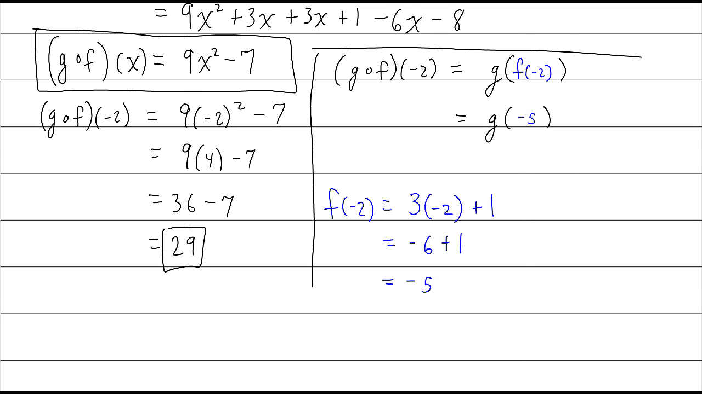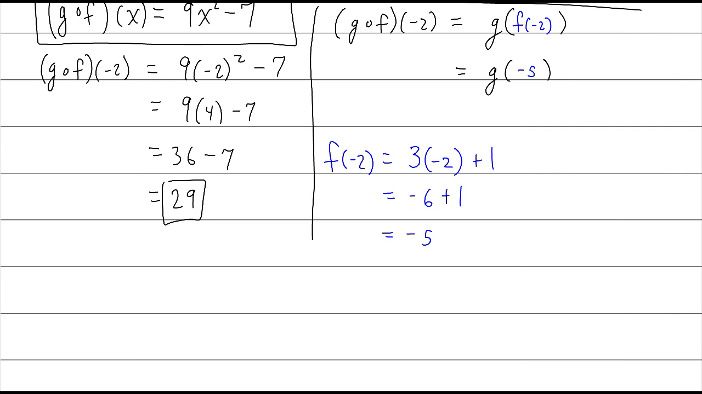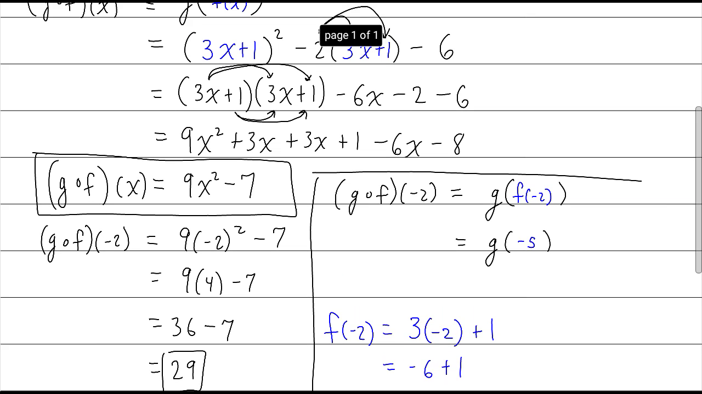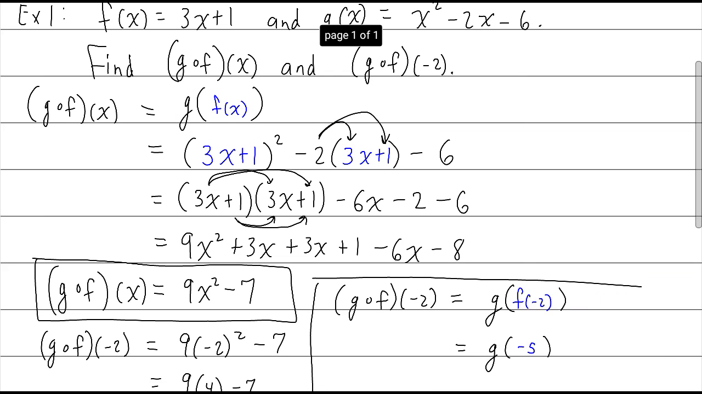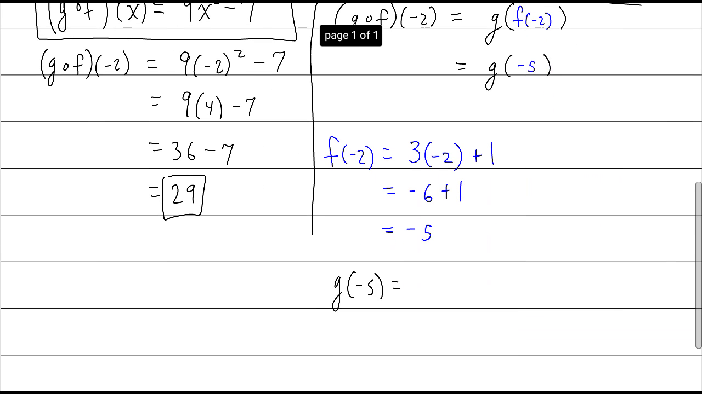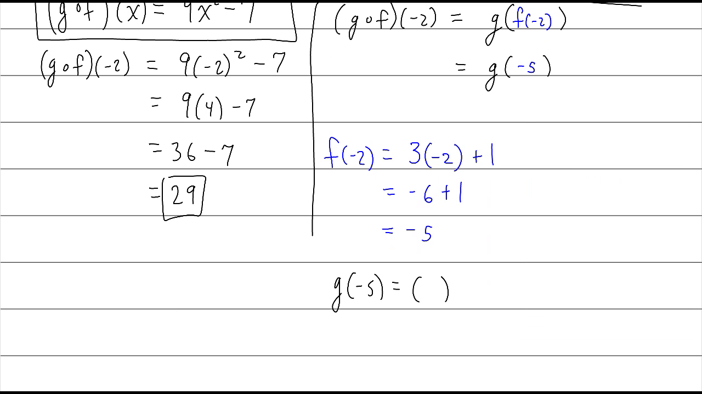Well, can I figure out g of negative 5? I mean, obviously I can, right? So let's see. G of negative 5. Well, g was, I don't remember what g was. X squared minus 2x minus 6. And in those blanks will be a negative 5.